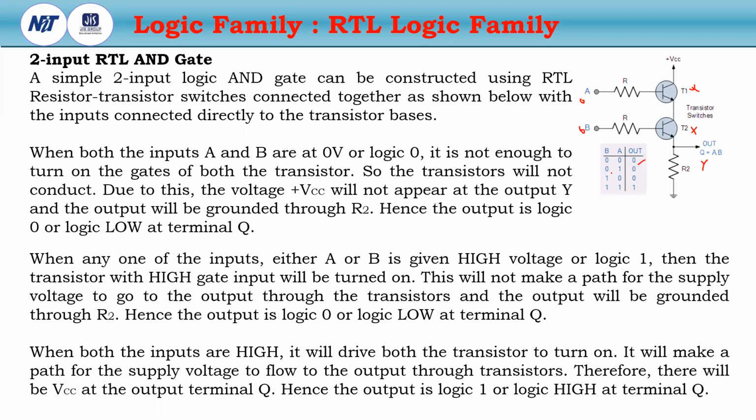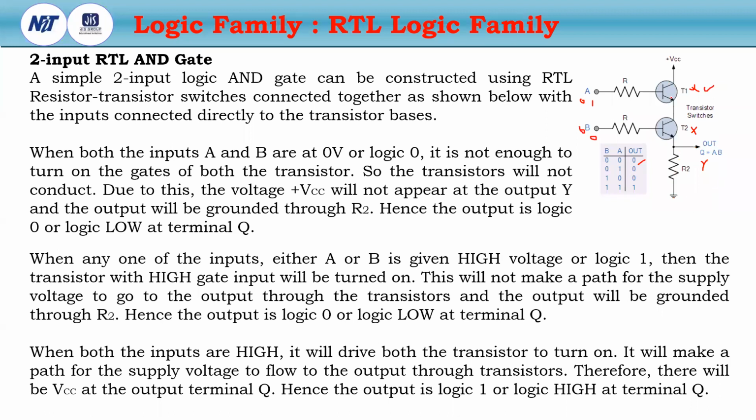Okay. Now if any one input is logic high, then what happens? Suppose this is logic high. So this will be saturated. So this transistor will be on. But if this is 0, then this will be off. Then there is no connection between VCC and output. So the output does not reach VCC, and it is grounded through R2. So the output will be 0.